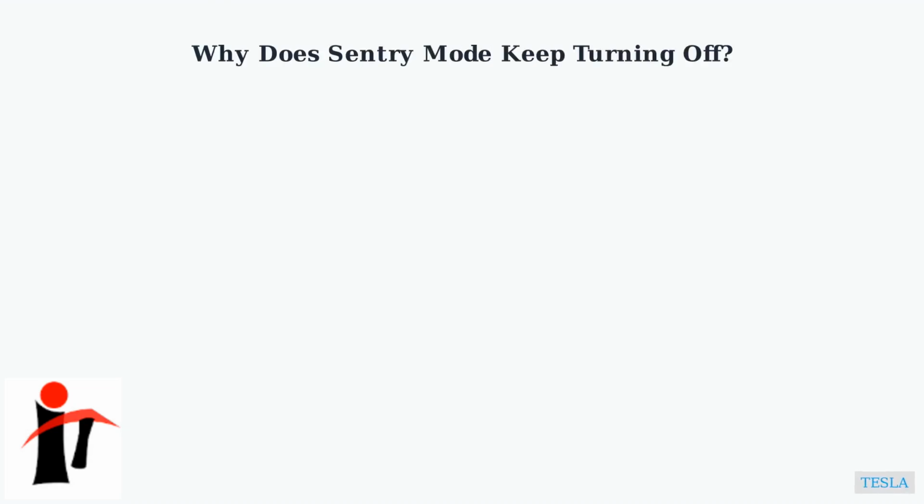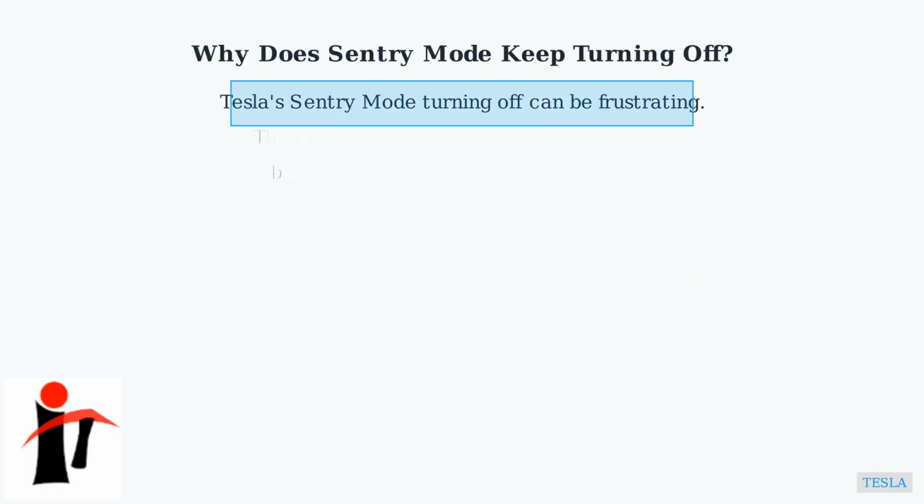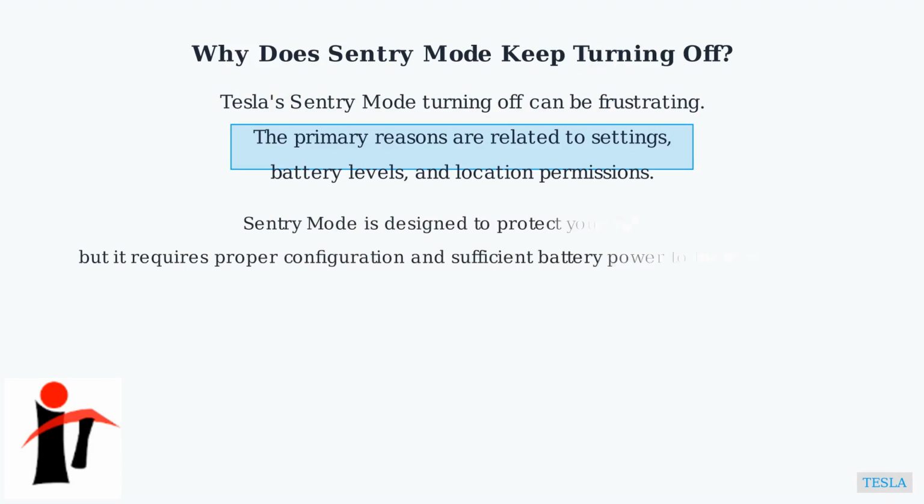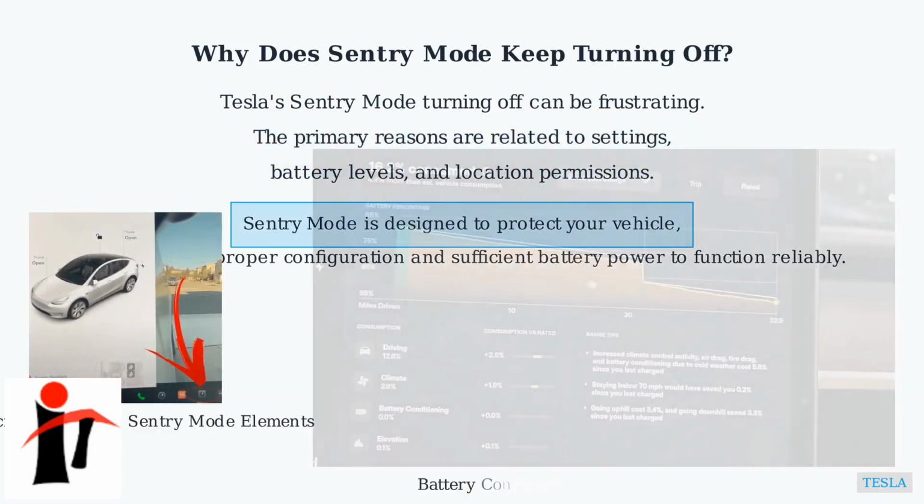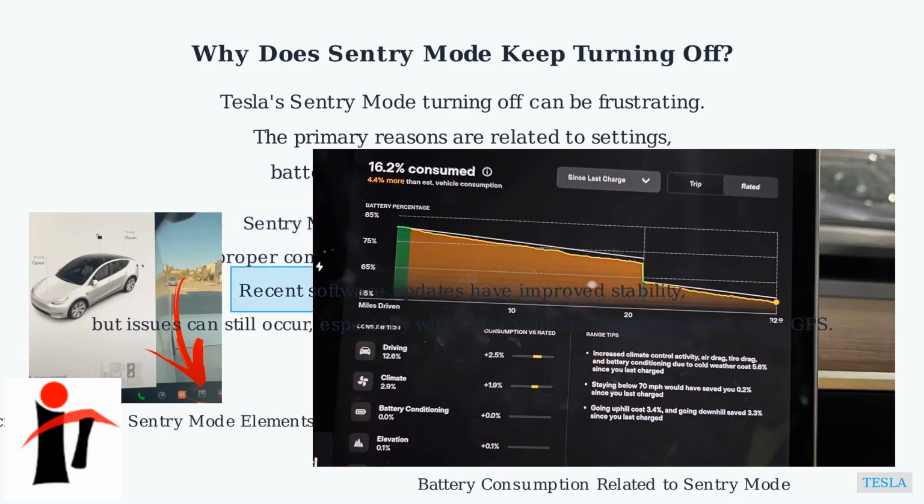Tesla's Sentry Mode turning off can be frustrating. The primary reasons are related to settings, battery levels, and location permissions. Sentry Mode is designed to protect your vehicle, but it requires proper configuration and sufficient battery power to function reliably. Recent software updates have improved stability, but issues can still occur, especially with older vehicles or in areas with poor GPS.